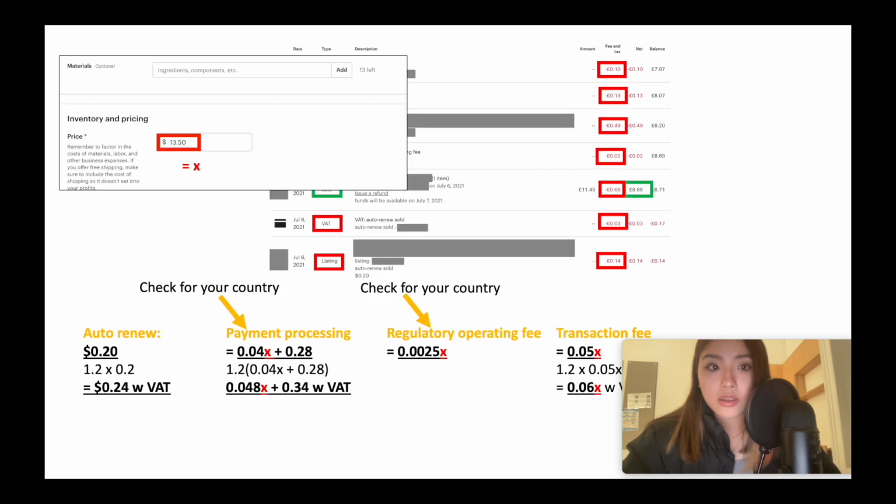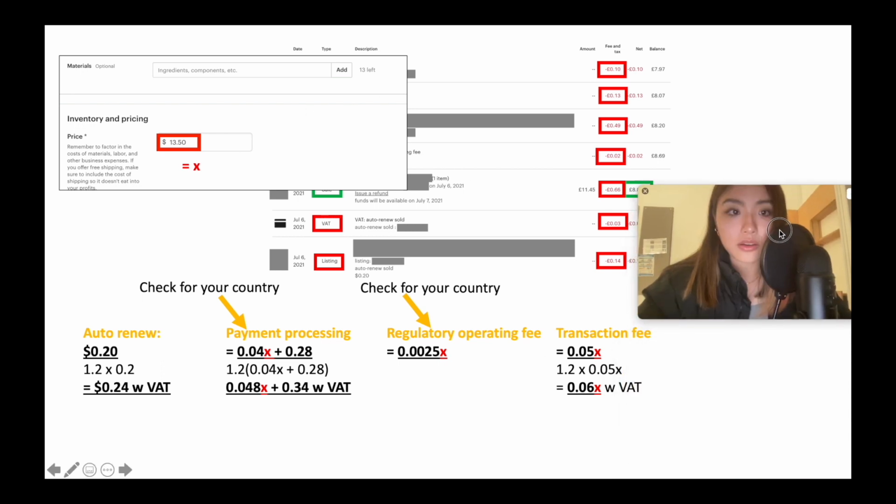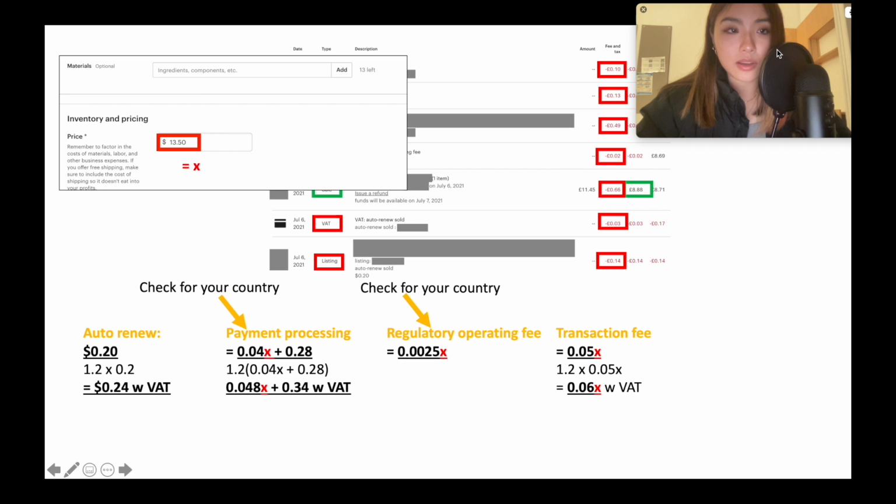Now, to calculate the total fees that we're going to have to pay, I know this seems like a lot of maths and it's meant to be simplified, but you can skip this if you want to. It's not essential, it's just to better understand all the fees. So if we call our price that we set, so this is the thing that we can control, right? So remember, this is not what the customer pays, we still have that Etsy tax, but this is what we can control.